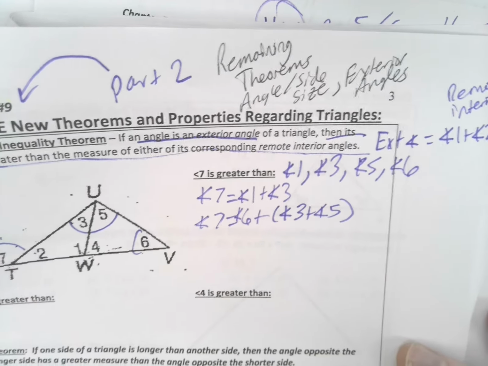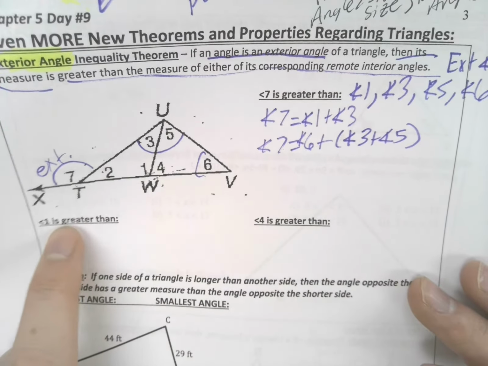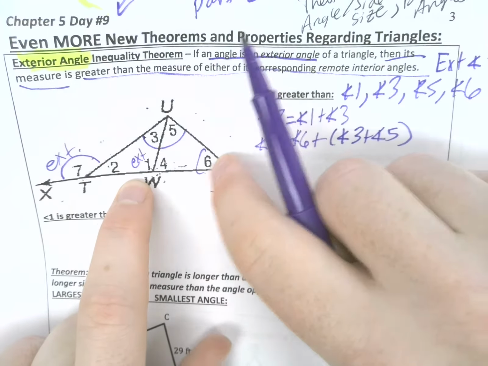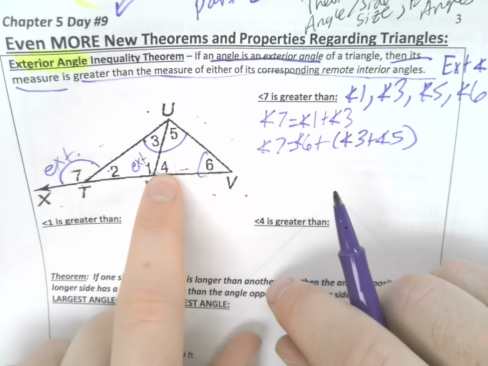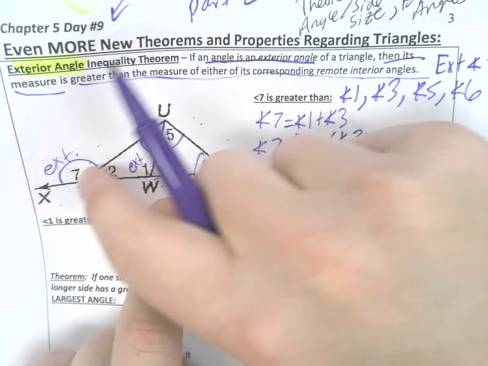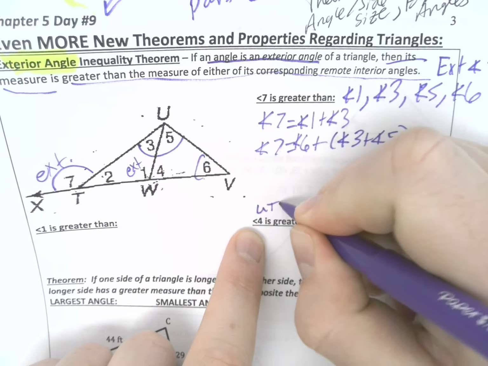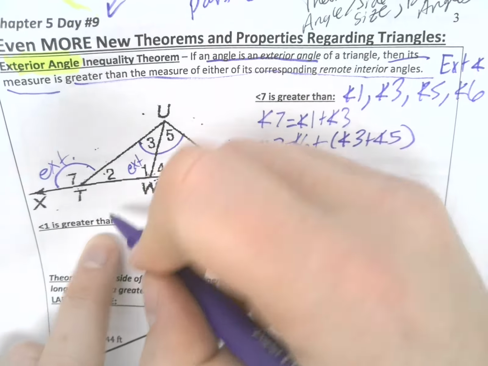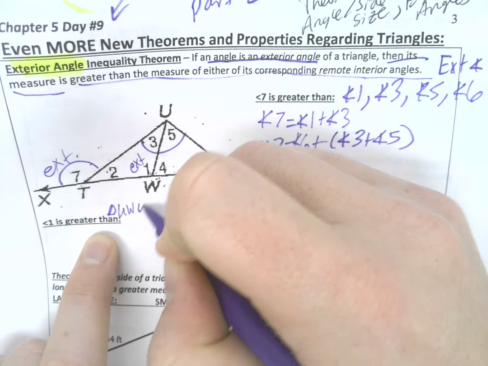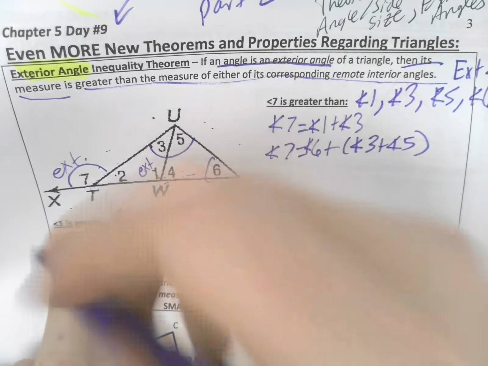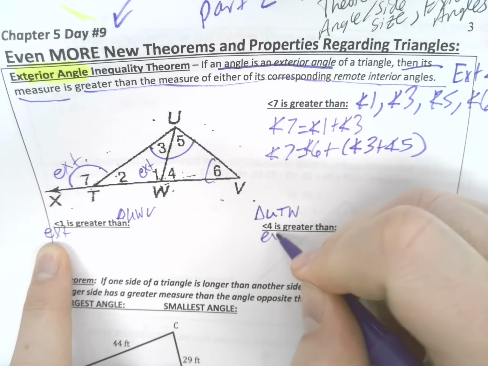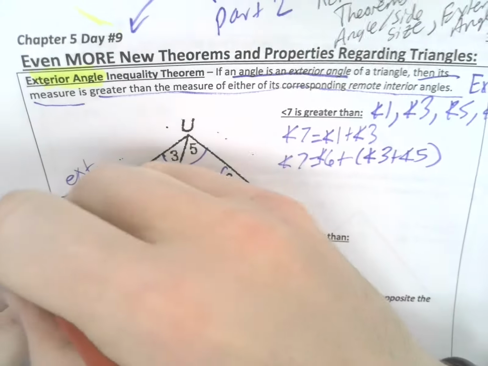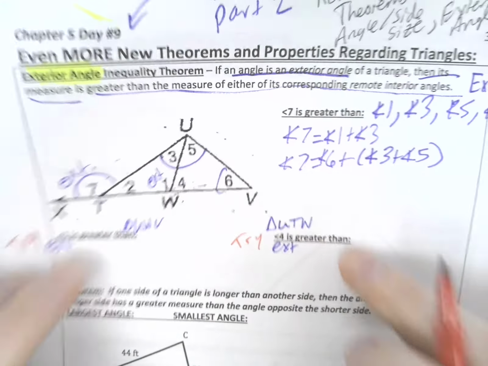So what I want you guys to do is try this for angle 1, which will be exterior based off this triangle, and angle 4, which would be exterior based off triangle UTW. And then for this one, it would be UWV. So if you're a little confused as to which triangle to look at for this to be exterior and for this to be exterior, there you go. So go ahead and try these, guys. Give me your best shot. You can go ahead and pause the video.